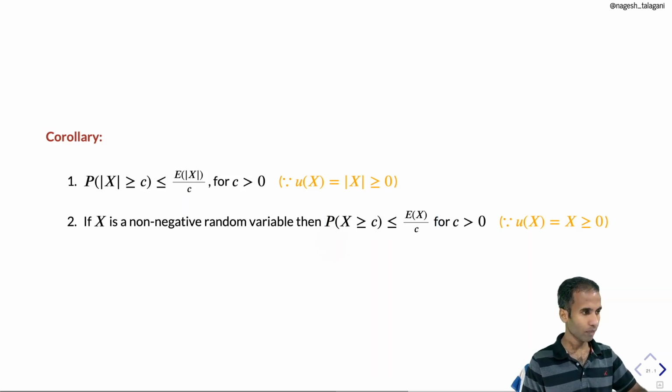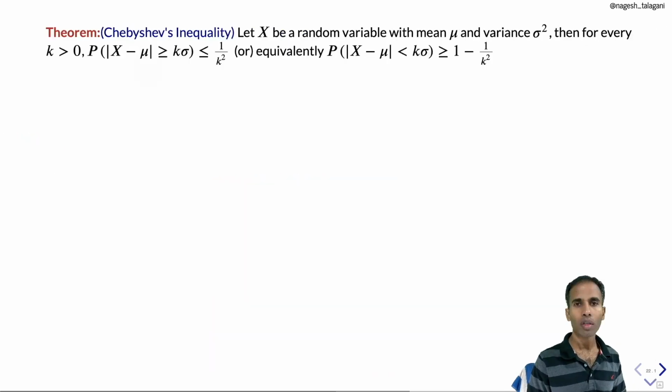Next, theorem: Chebyshev's inequality. Here is the statement: let X be a random variable with mean mu and variance sigma square. Then for every k positive, probability of mod X minus mu greater than or equal to k sigma is less than or equal to 1 by k square. So using Chebyshev's inequality, we can actually give an upper bound for this type of event.